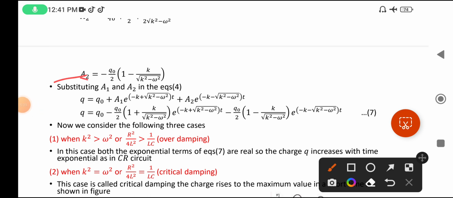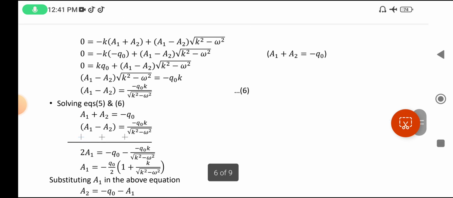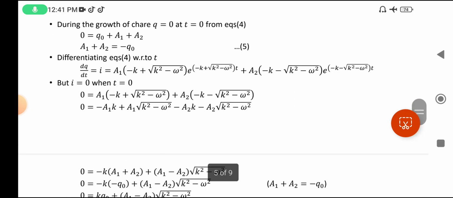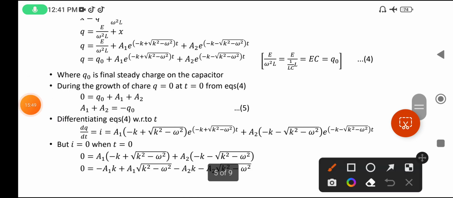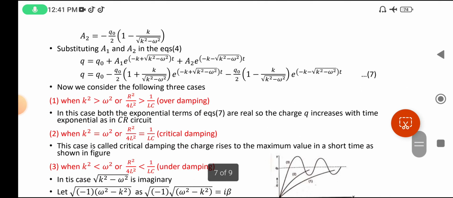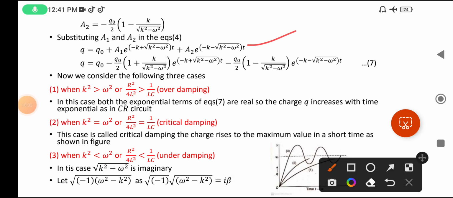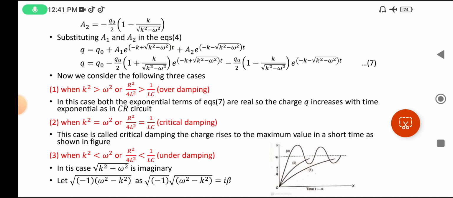Now a1 and a2 we got, and substitute them in equation 4. So what is equation 4? This is equation 4. Here substitute the a1 value and the a2 value. After substitution, in the place of a1 it is substituted and in the place of a2 it is substituted. Let it be equation number 7.